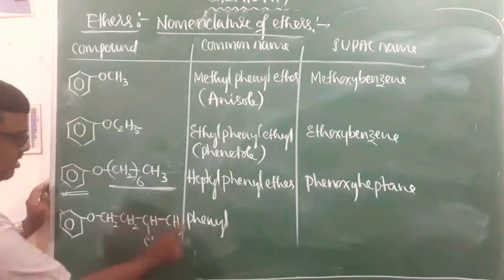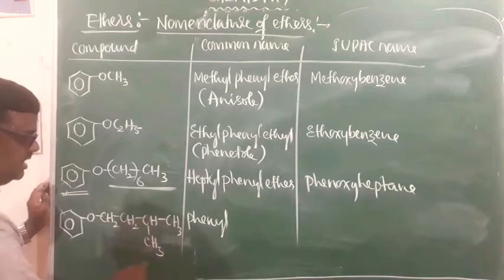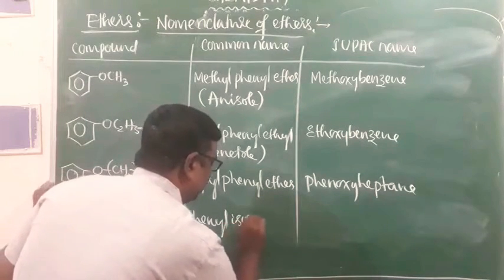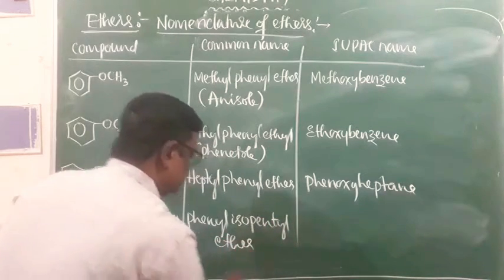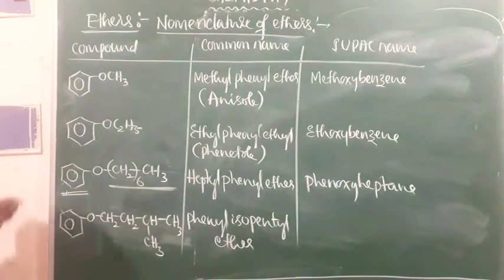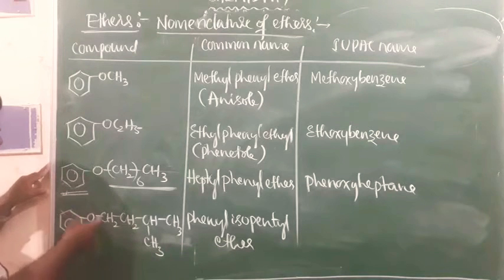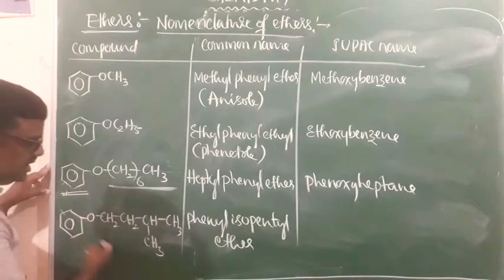Yes, it is 5 carbon atoms. It is pentyl, CH3CH... isopentyl ether. This is the common name. What is the IUPAC name? I said this benzene ring is taken as a parent now. This will be treated as a substituent.